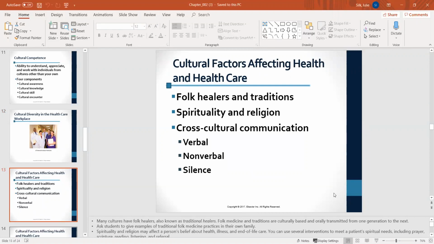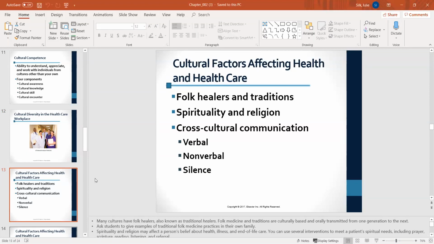Okay, so cultural factors affecting health and healthcare. A lot of times people will have different views on things. Maybe someone will want a folk healer to come in to try and make them feel better. Maybe you don't think that's anything. You think that's a crazy thought. But if you were giving culturally competent care, you would agree to this. You would have this person come in because it's not going to hurt anything, but it's going to make this person feel better.